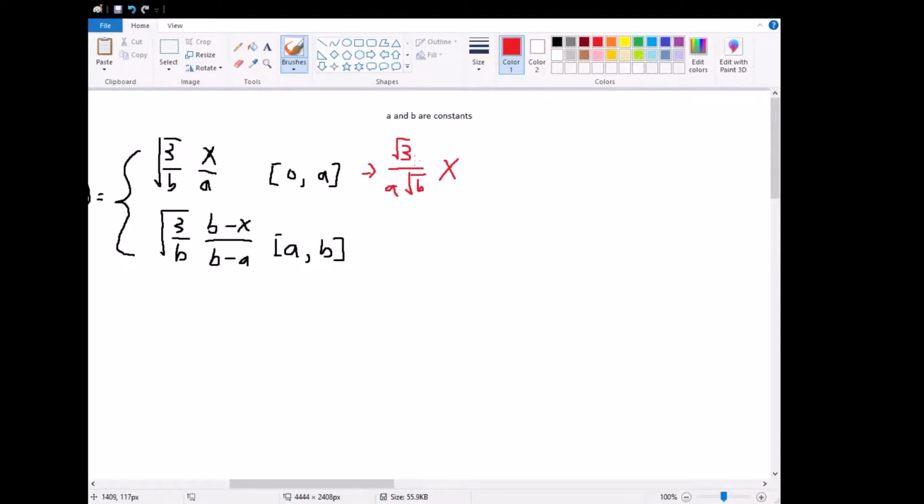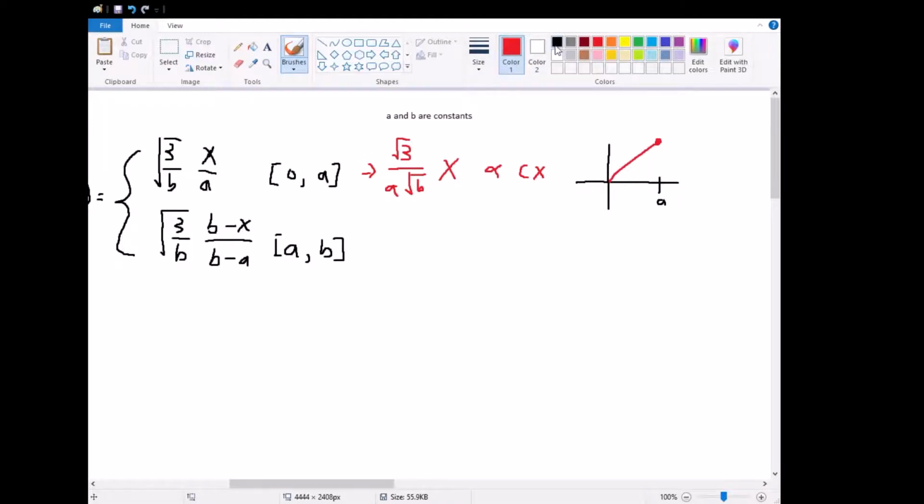So square root of 3 divided by a times square root of b: square root of 3 is a constant, a is a constant, b is a constant. So we can define a new constant c which equals this. So this is just some constant c times x. And if we define this function to be from 0 to a, on our graph, where this is a, it will look something like this: a linearly increasing line that slopes upwards to a.